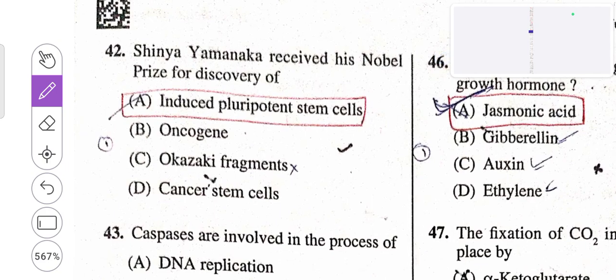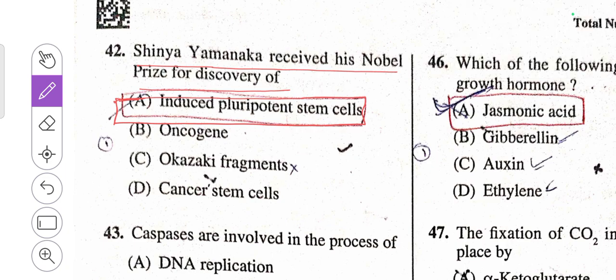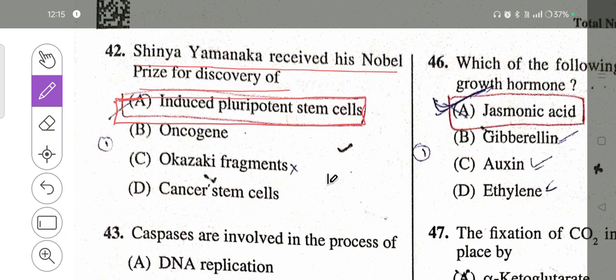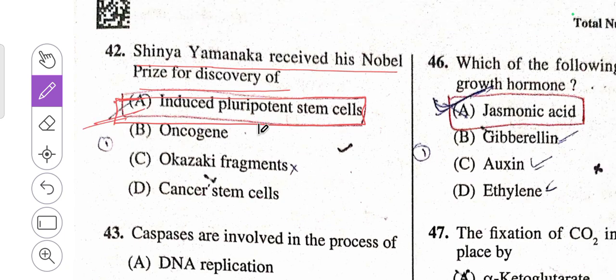Then next question, Shinya Yamanaka received his Nobel Prize for the discovery of induced pluripotent stem cells. Because of the discovery of this stem cell, Shinya Yamanaka received the Nobel Prize. So A is the right answer.